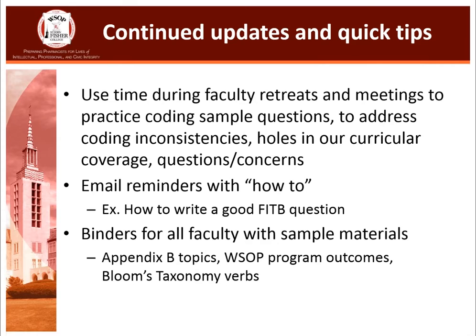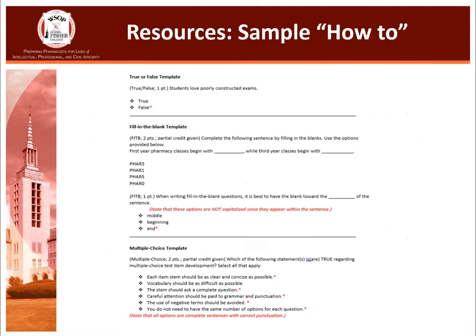It may be followed with a quick tip on how to launch exams and then what to do with the assessment afterwards. In addition, faculty all have binders that have sample information. For example, we'll have all the Appendix B topics that we're mapping to, all of the School of Pharmacy program outcomes, and also some verbs that are commonly used for Bloom's taxonomy. So really this binder serves as a one-stop place where if somebody has a question, we've provided resources that they can go to that binder and find some of the information they need.